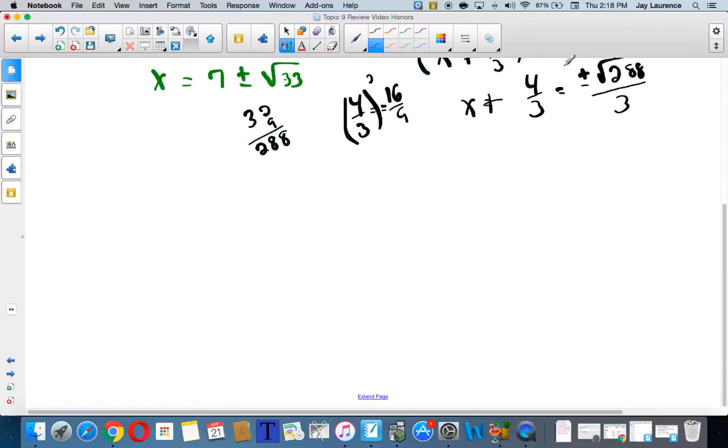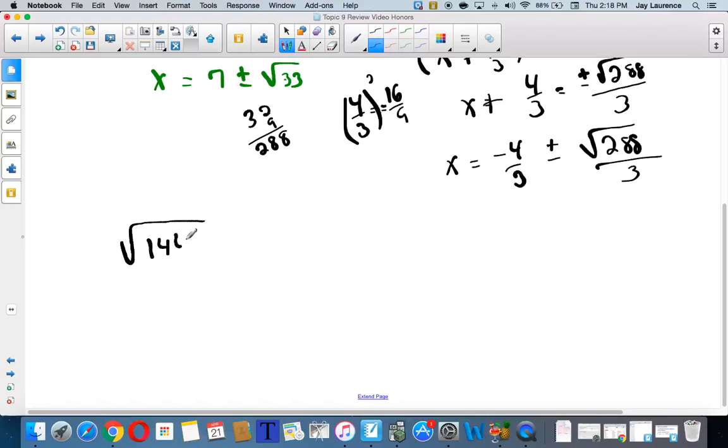So now I'm wondering if that 288 can be simplified. I'll bet you it can. But let's see what's going on. I'm going to have x equals negative 4/3 plus or minus the square root of 288 thirds. Now I'm going to come off to the side here and simplify that rad 288. No, that's not the prettiest one, but 144. Hey, isn't rad 288 the same as rad 144 times rad 2, and this is 12, right?